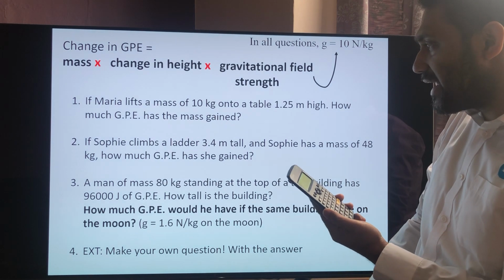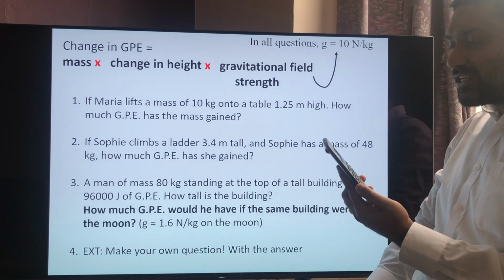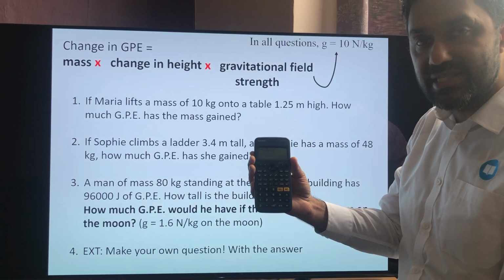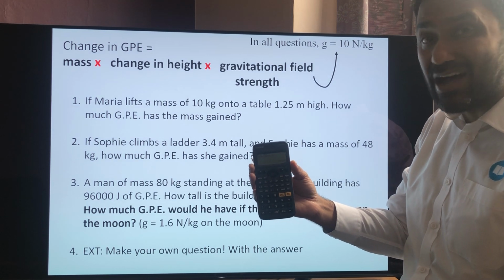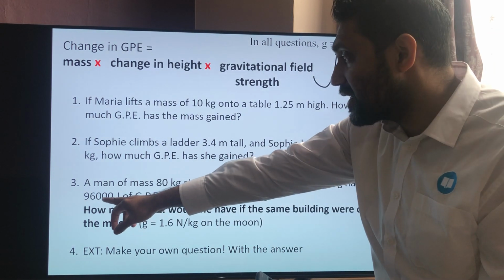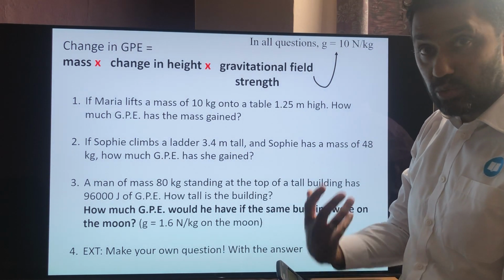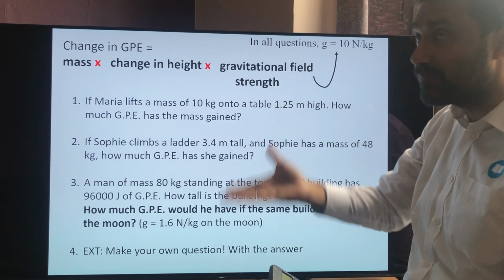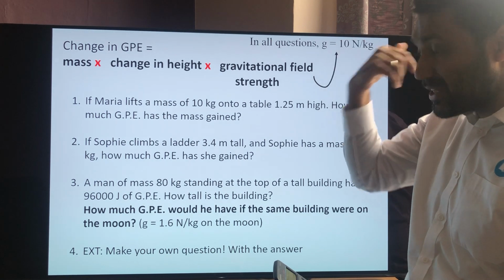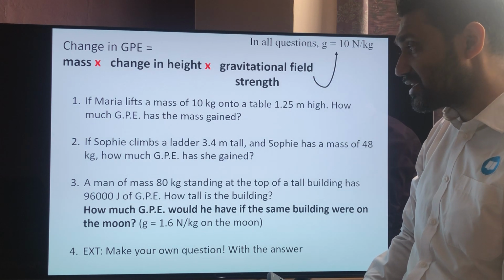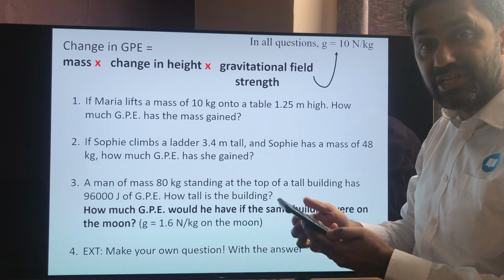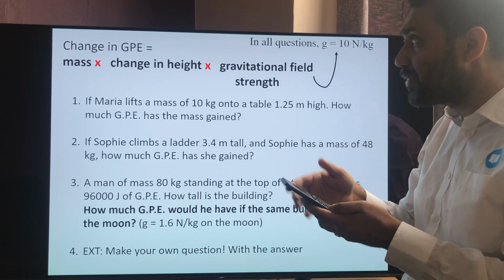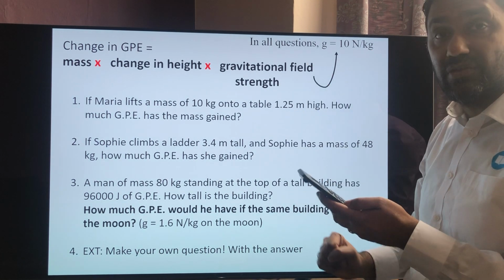So the GPE will be 15,360. So on Earth, the amount of energy or work done, or the gravitational potential energy you've gained, is 96,000. If you're on the moon and did exactly the same trip up to the same height of that building, 120 meters, then you'd gain 15,360. So a lot less gravitational potential energy stored in you if you go to the same height on the moon. Why? Your mass is the same, the height is the same, but the gravitational field strength is different.